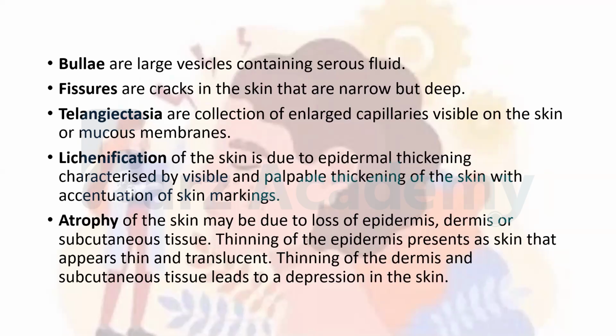Last is atrophy, which is also a chronic finding. Atrophy of the skin leads to loss of epidermis, dermis, as well as subcutaneous tissue. Thinning of the epidermis presents as skin that appears thin and translucent. Thinning of the dermis and subcutaneous fat leads to a depression in the skin.